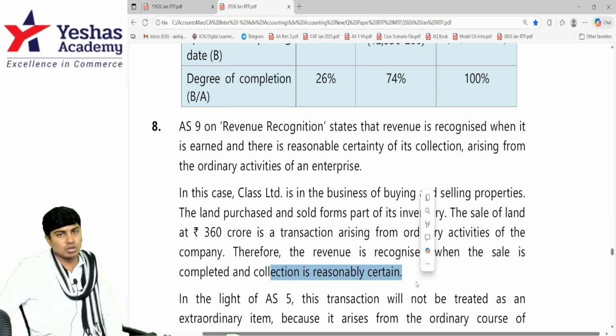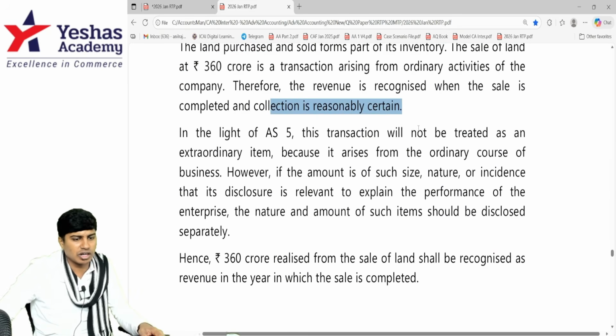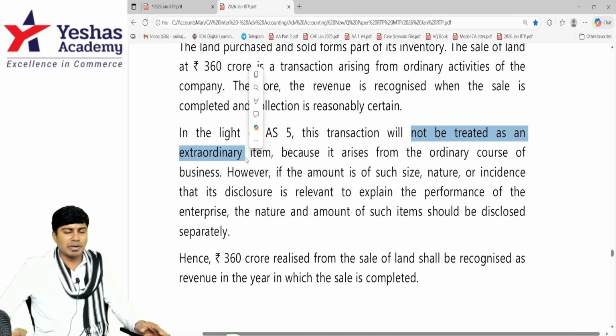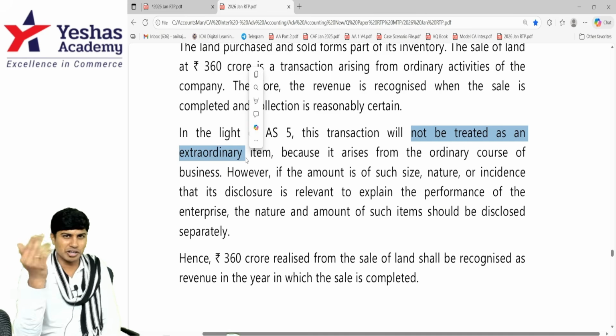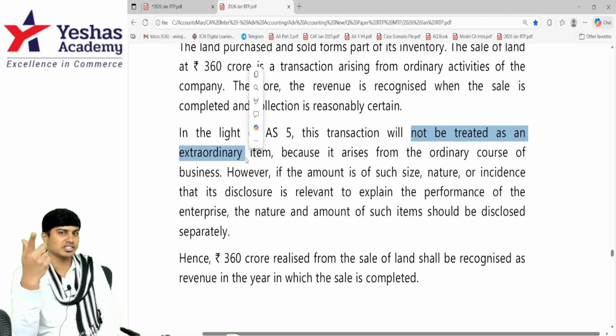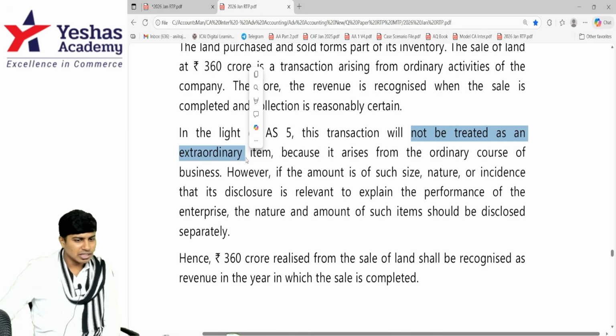Will not wait for the actual date of sale. And this will not be treated as extraordinary activity because we are buyer and developer. Buying the land, selling the land, it's not an extraordinary item. It is part and parcel of our daily operations. To others, it might be extraordinary. What is extraordinary for others is ordinary for us, because we deal with high value items. We buy and sell lands like how people buy and sell peanuts.